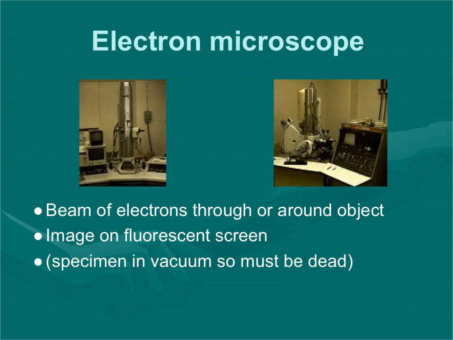There are also electron microscopes. They don't use light. Rather than light, they use a beam of electrons, and it goes through or around the object you're looking at, and then the image is produced on a fluorescent screen. When you use an electron microscope, the specimen has to be in a vacuum. When something's inside of a vacuum, it means that it's inside of a space that does not contain any air. They suck all the air out. Because of that, the specimen you look at has to be dead. So you can only look at dead cells under an electron microscope. That's different from a light microscope, remember, where you can look at live specimens.